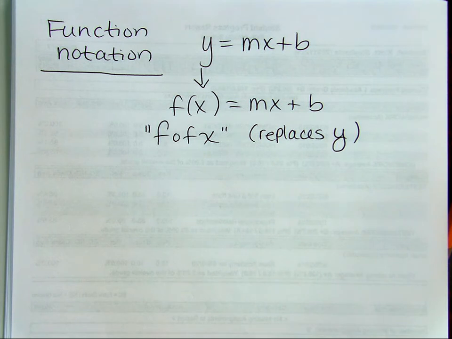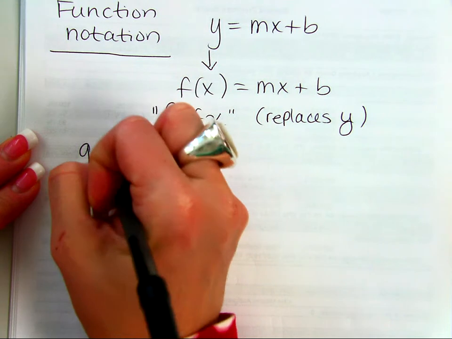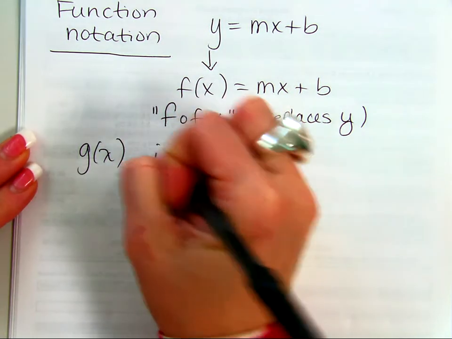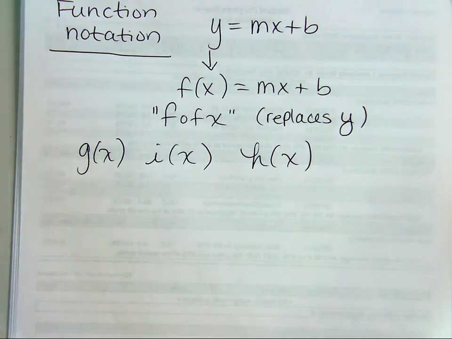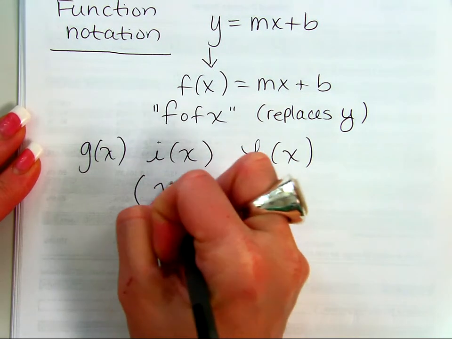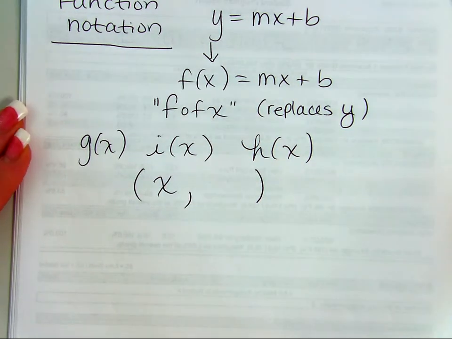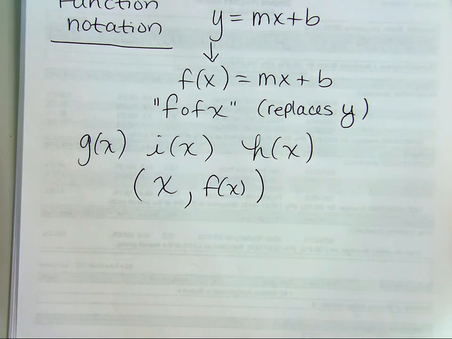Because in functions, it's not y. It's f of x. Now, sometimes you'll see g of x. You could see i of x. A lot of times you'll see h of x. That letter can change, okay? It's just another way to say y, and that's what I want you to know, okay? So today, what are our ordered pairs going to look like? It's going to look like x, comma, f of x.